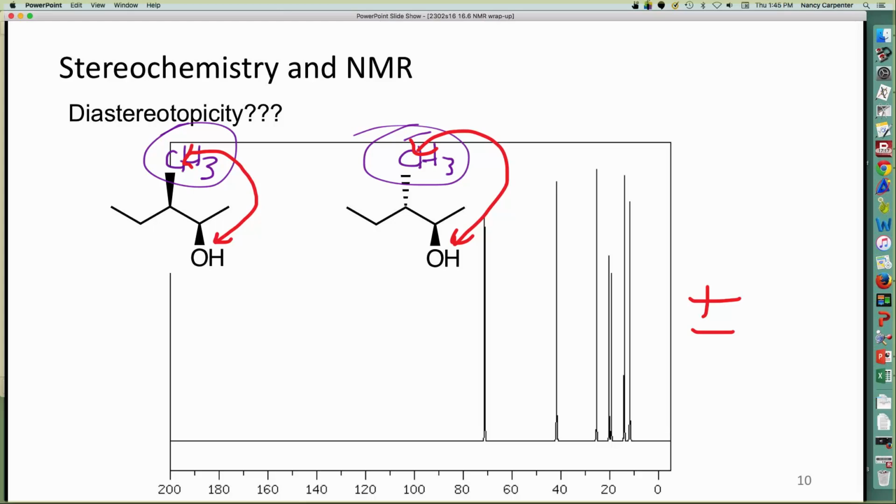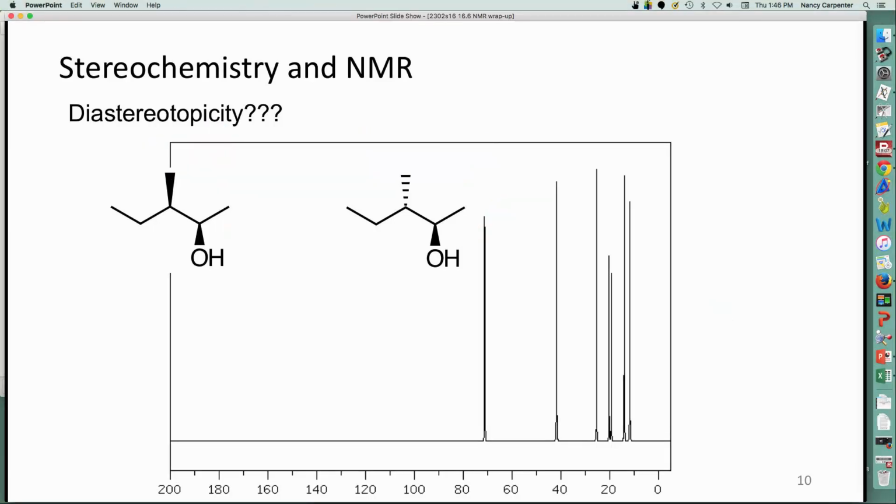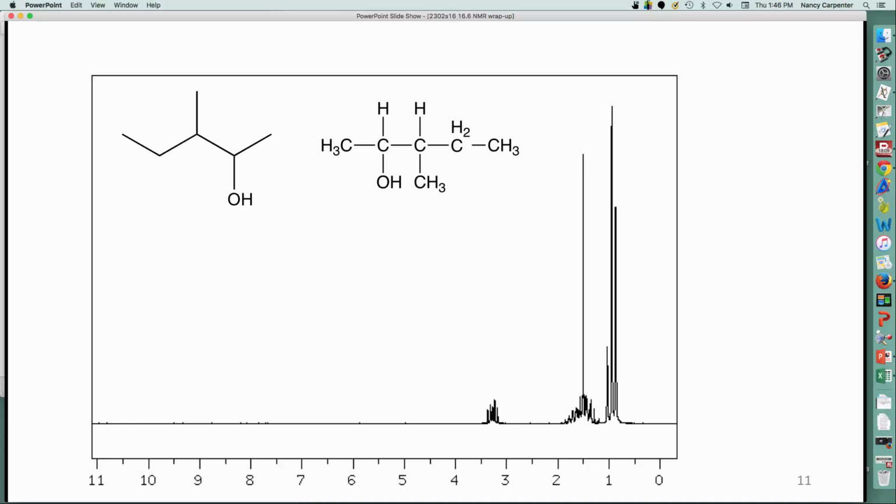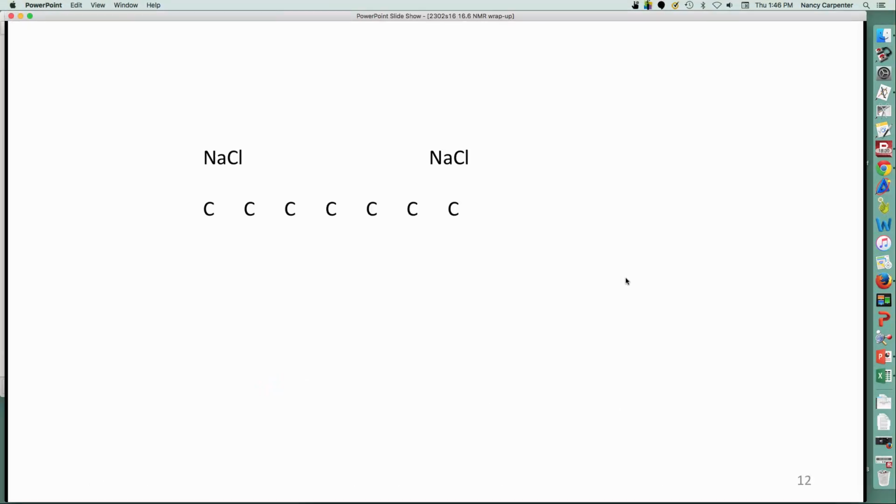I'm just letting you know to be aware of complex NMR spectra. The proton NMR spectrum for this molecule is even worse. As you can see, it's just a hairy mess because of this stereocenter and this stereocenter. Nothing's ever easy. But bad jokes are really easy.